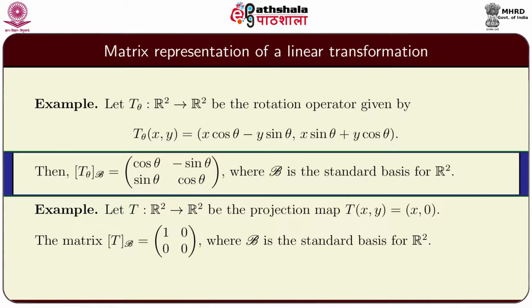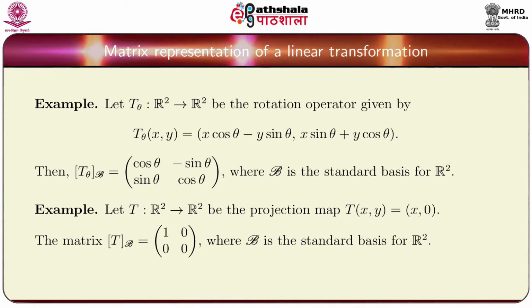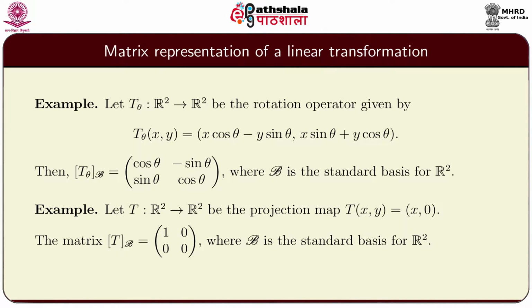If we look at T theta of E1, which is T theta of (1, 0), then it is precisely (cosine theta, sin theta), this vector, and T theta of E2, which is T theta of (0, 1), that would be (minus sin theta, cosine theta). So, if you look at the matrix carefully, then the first column is precisely the coordinates for T theta of E1, and the second column comes from the coordinates of T theta of E2.